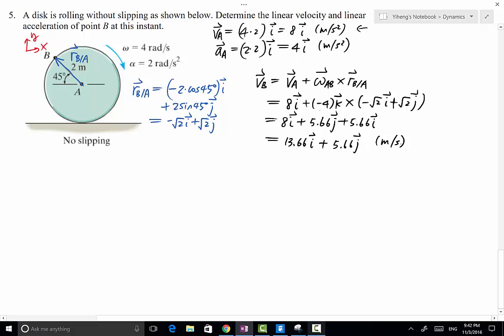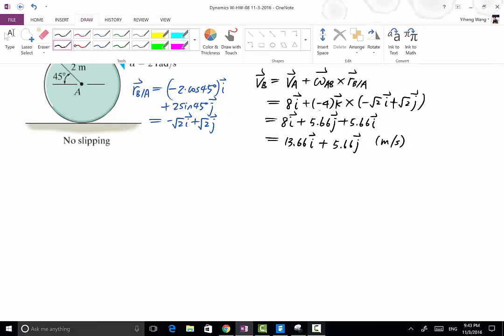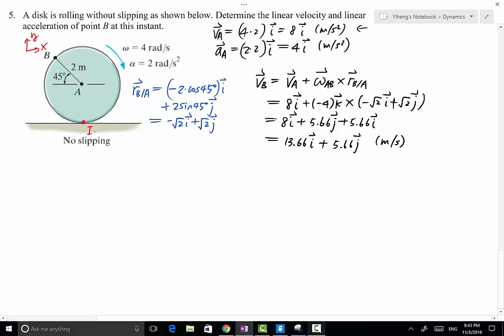If you are curious what the direction is, if you recognize that this point right here is also the IC, the instantaneous center of zero velocity, and this right here is going to be your r B with respect to IC. Let me just use a vector right here. Then VB is going to be perpendicular to r. So this will be the direction of V, and that's what this vector is about. So that's the first part of this problem.